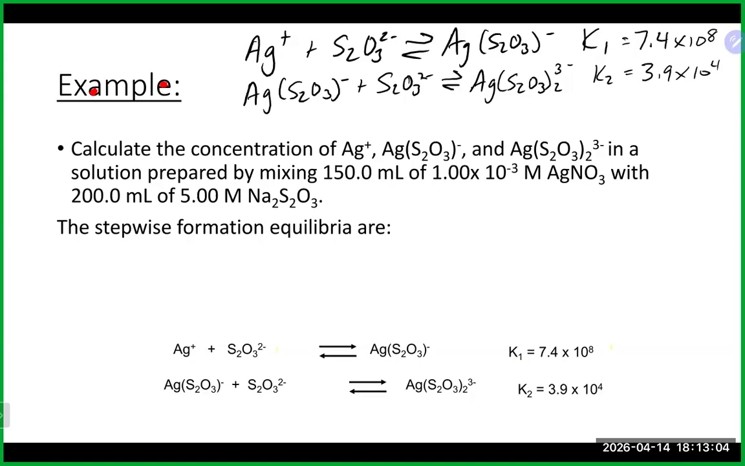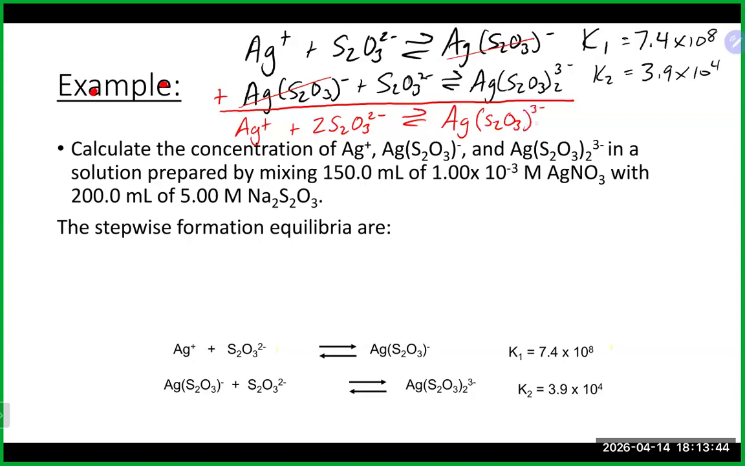A little bit different than the first one. Here we are given a stepwise formation of this complex ion. As I mentioned earlier, in this situation, you can add these steps together and get the overall reaction that's taking place. If we added them together, the intermediate would cancel out, and we would be left with our silver plus 2 of the S2O3 2 minuses coming together and forming our complex ion.